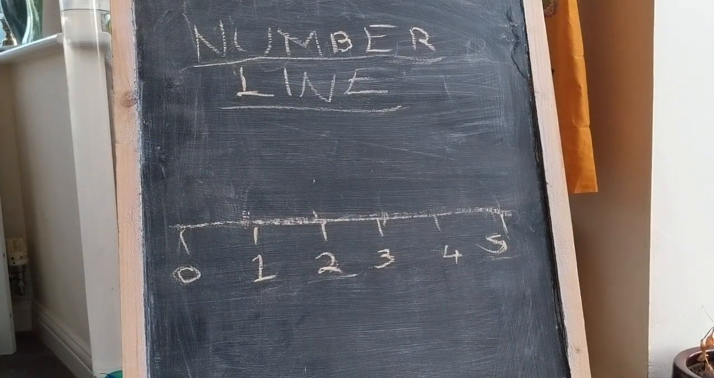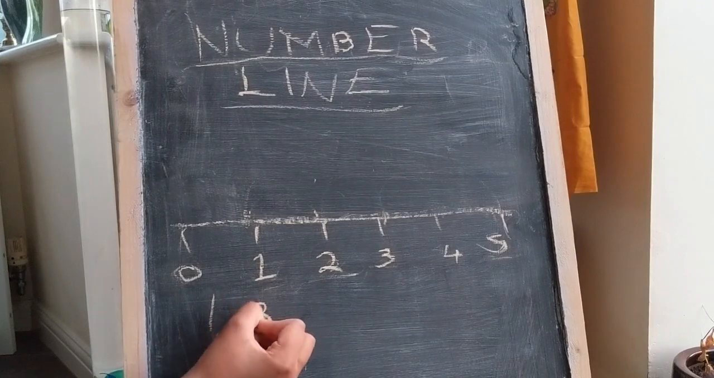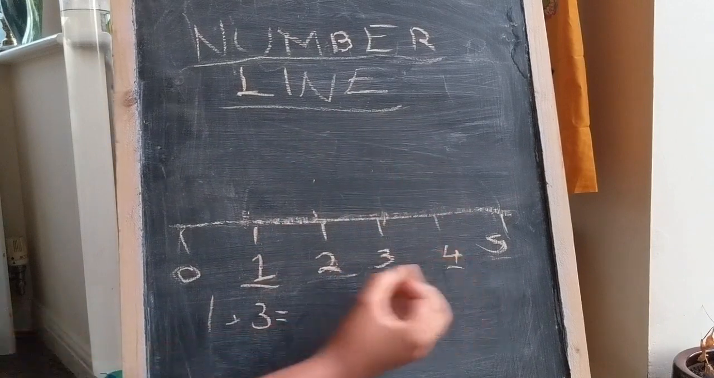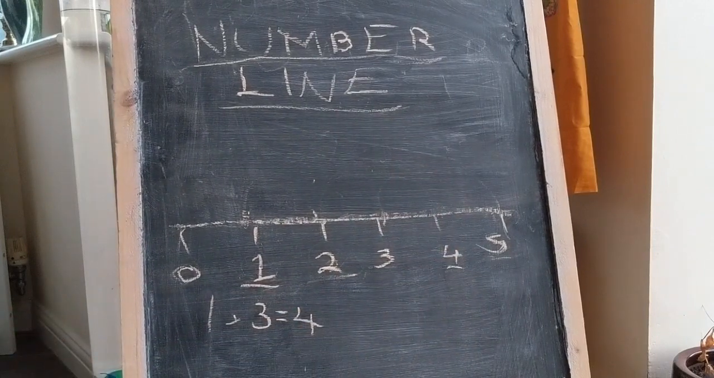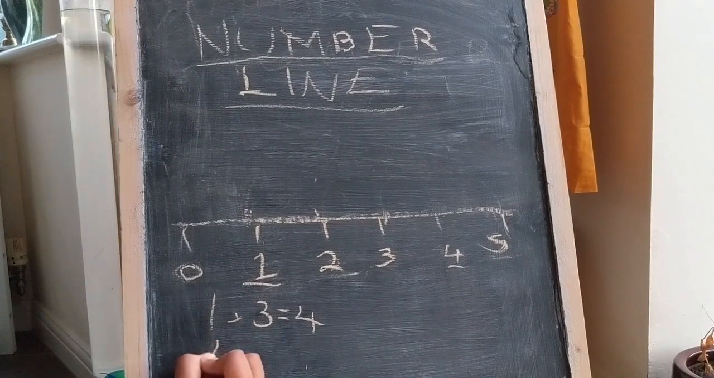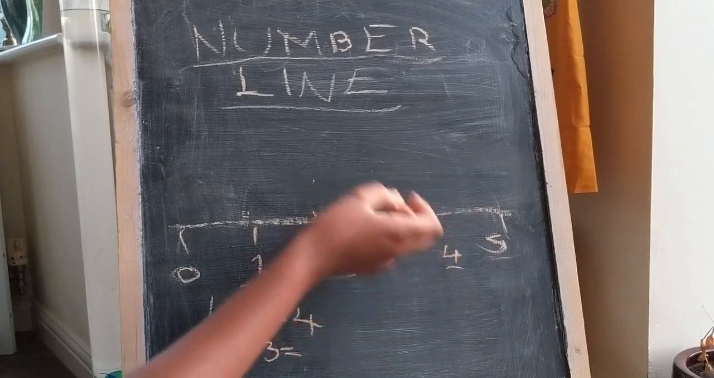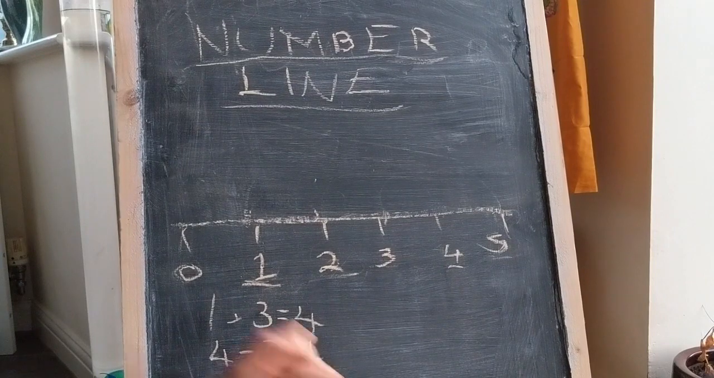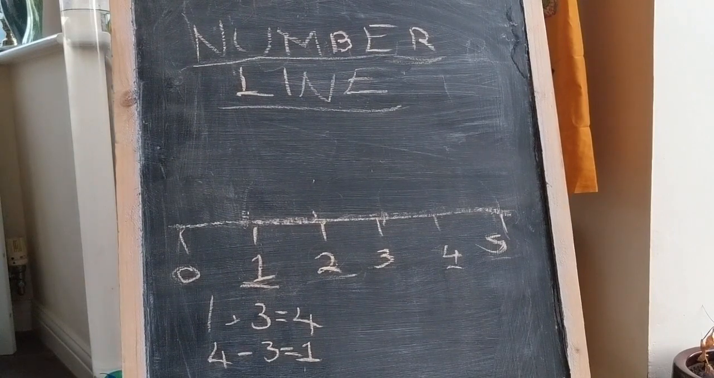Now let us summarize what we have learned in this video. A number line is a series of equally spaced numbers represented on a line, and it is very useful for learning addition and subtraction. If I have to do 1 plus 3, I will start at 1 and make 3 jumps and I'll end up at 4. So 1 plus 3 equals 4. Similarly, if I was doing subtraction and I have to do 4 subtract or take away 3, I will start at 4, make 3 jumps backwards and I'll end up at 1. So this is how you use addition and subtraction on a number line.